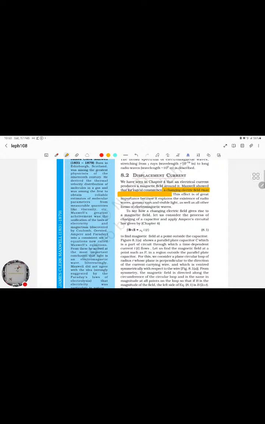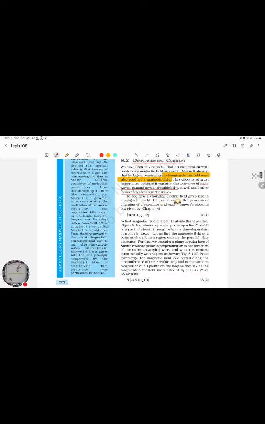This effect is of great importance because it explains the existence of radio waves, gamma rays, visible light as well as all other forms of electromagnetic rays. Proving this particular logical consistency is important, and its effect is important. Why? Because it explains that it is because of this that all the important forms of electromagnetic waves, like radio waves, gamma rays and visible light, are present.